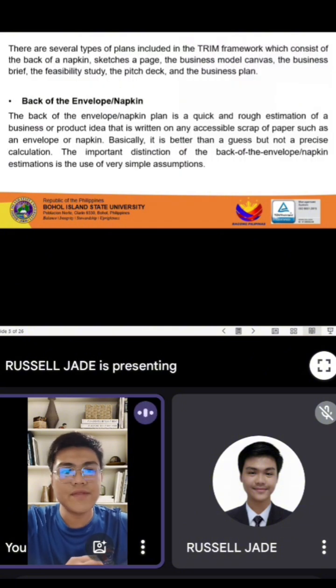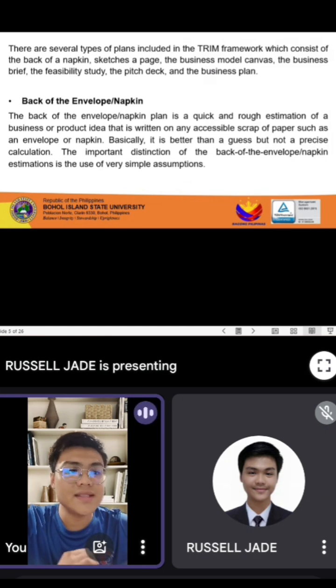Alright, so there are several types of plans included in the TREAM framework, which consist of the back of the napkin, sketches a page, the business model canvas, the business brief, the feasibility study, the pitch deck, and the business plan. So first, we have here the back of the envelope or napkin. The back of the envelope or napkin plan is a quick and rough estimation of a business or product idea that is written on any accessible scrap of paper such as an envelope or napkin. Basically, it is better than a guess but not a precise calculation.